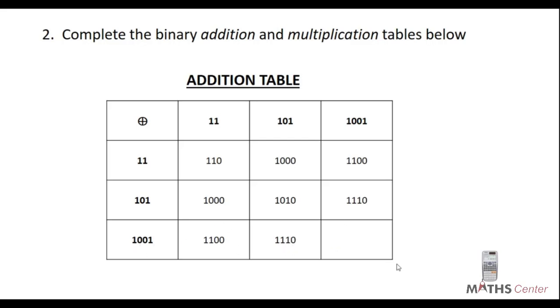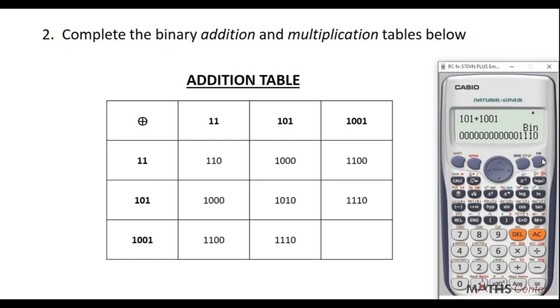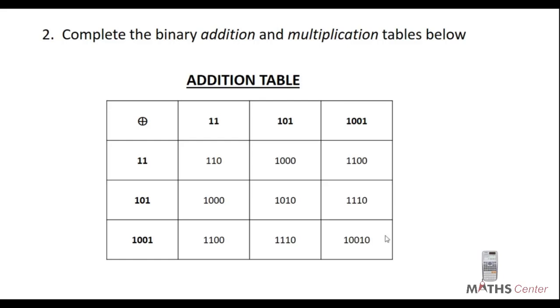101 plus 101, you should try that on the calculator. 1001 plus 1001, we are having 10010. So you have 10010. So once again, try working this on your own using the technique that we learned in the previous video. Then from there, you verify your answer, or you cross-check your answer with what you have on the calculator. You've completed the addition table.